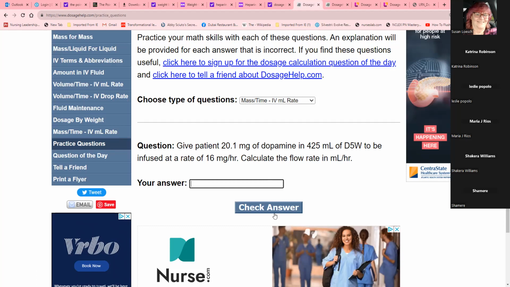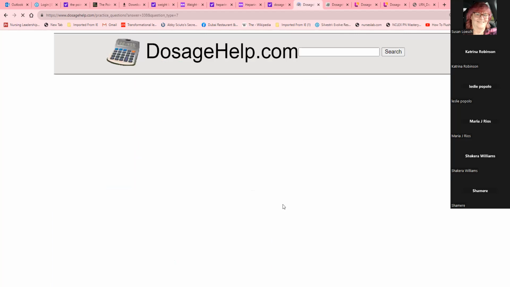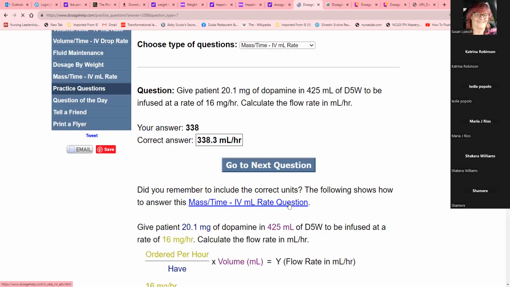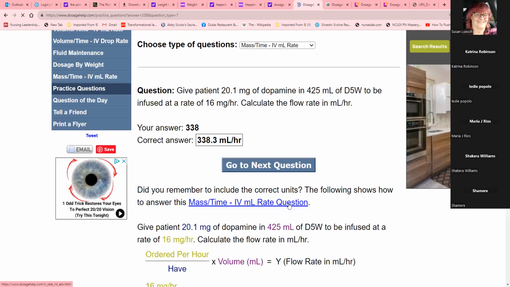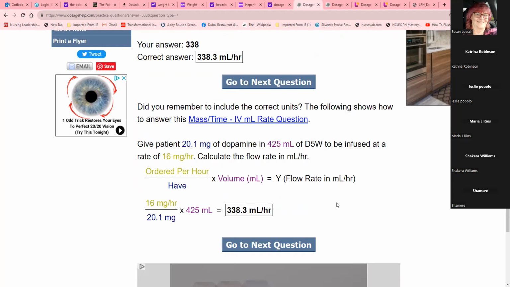Let's put our answer there and see if it's right. If it's wrong, then we got a problem, right? Right. All right, we had the right answer. We didn't put the 0.3, but we had the right answer because we got 338.3, right? Let me show you how they have it set up. That might help you.